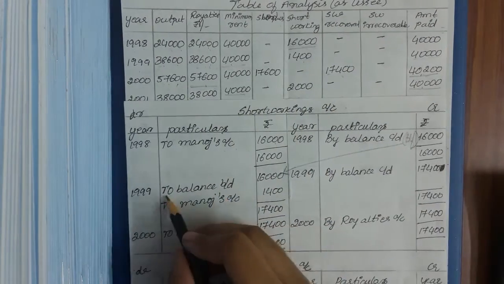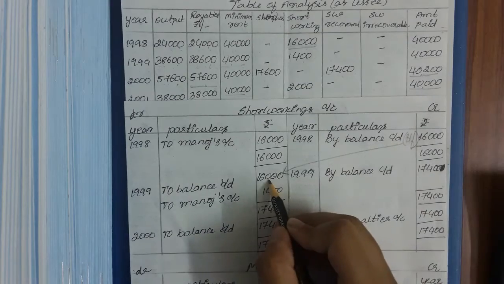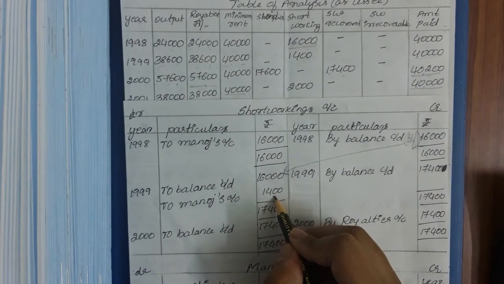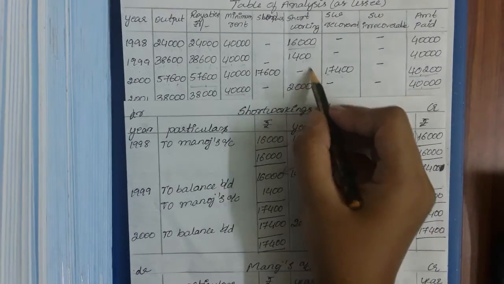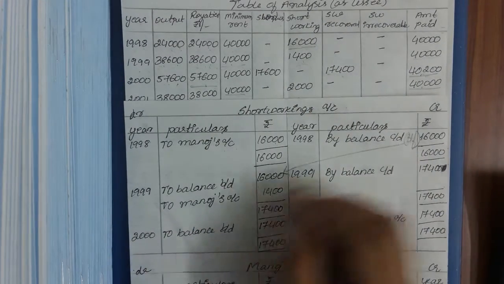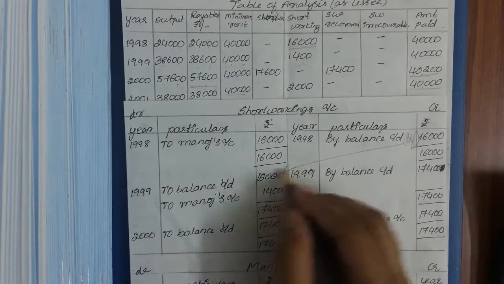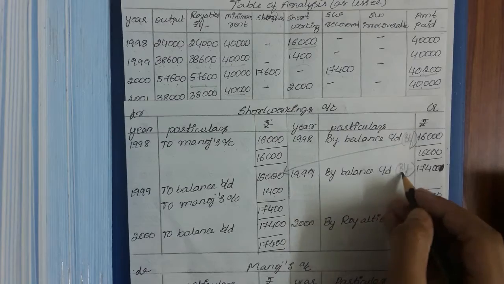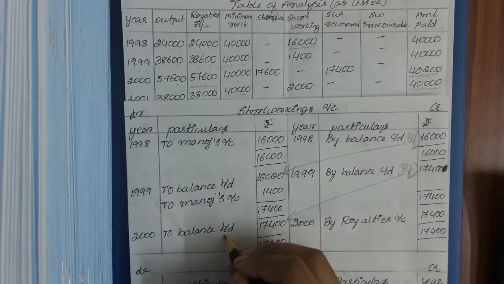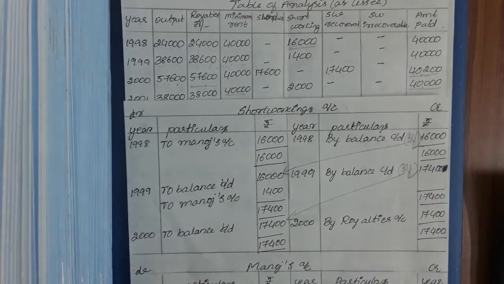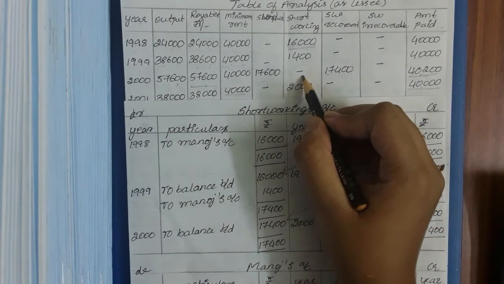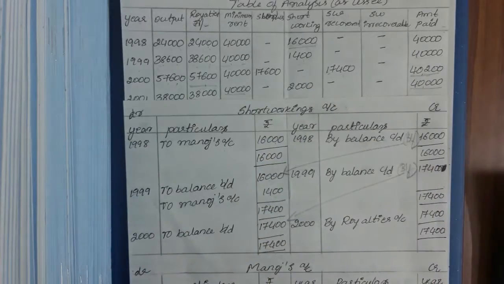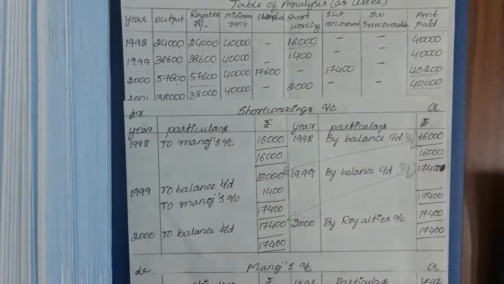First I'll write to balance brought down from the previous year 16,000, to Manoj account whatever the short workings is there in the second year. And you can see in the third year there is no short working. So what happens? Okay, let's complete this first. You couldn't recover this complete 17,400, so I'll be taking it for the next year, to balance brought down 17,400. You can see there is no short working in the third year, but there is 17,400 you need to write down.